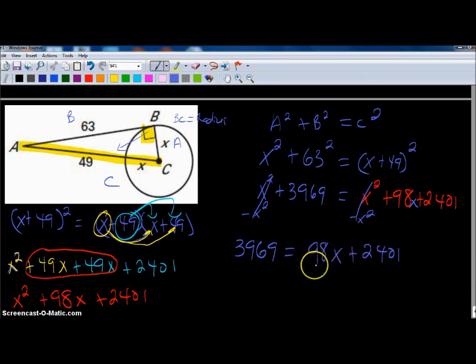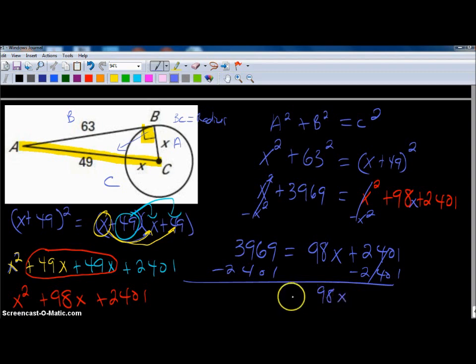I already have x here all by itself. So subtract this number. We have 98x is equal to 1568. Then we divide by 98. And that gives us x is equal to 16.